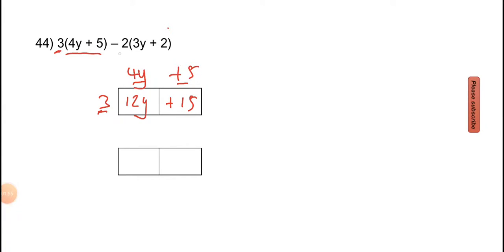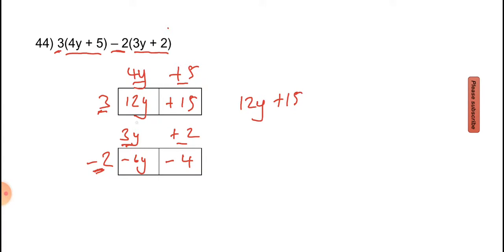And then for the second single bracket I'm going to expand, I can see minus 2 here, so I'll put minus 2 outside on the left, and then 3y plus 2 will go on the top. So 3y plus 2. So what's minus 2 times 3y? Well, minus 2 times 3 is minus 6, so it'll be minus 6y, and minus 2 times plus 2 is minus 4. So now just to collect the terms, we've got 12y plus 15 in the top 2 boxes, and then here we've got minus 6y and minus 4.